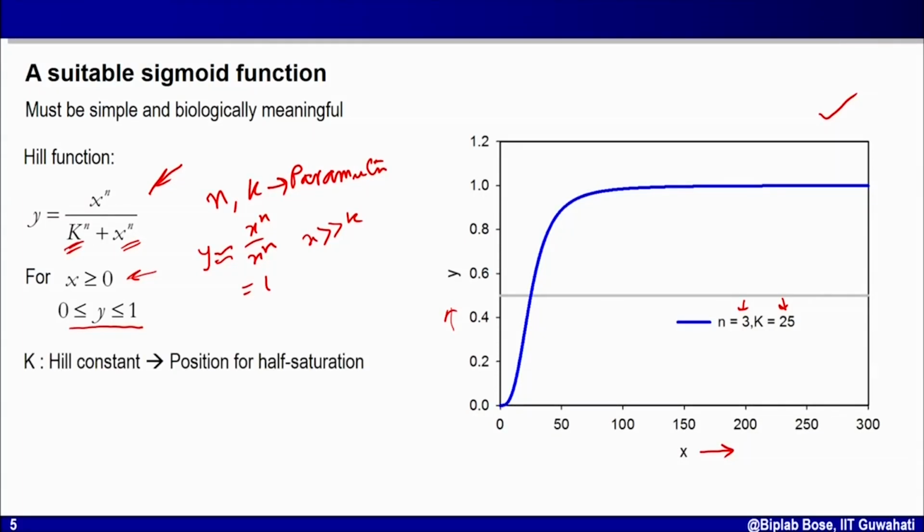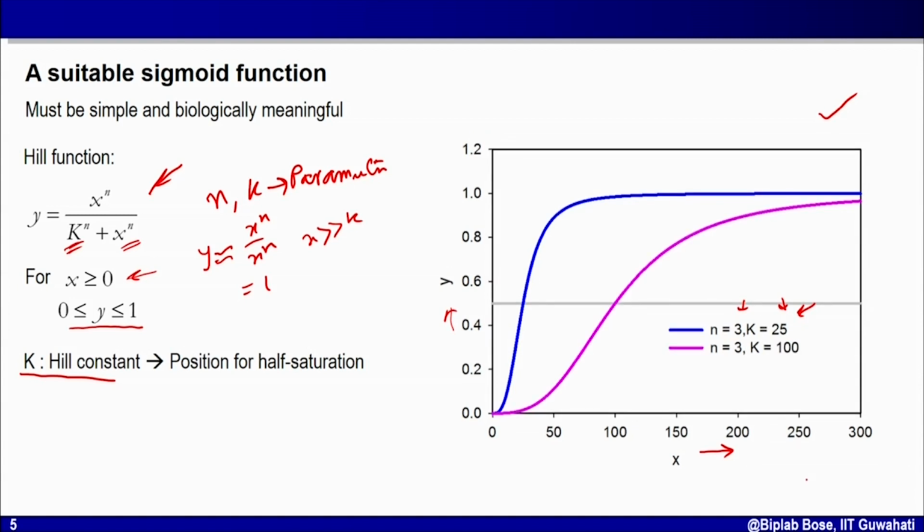k is called the Hill constant and it represents the position of half saturation. Let us look into that. I will change the value of k from 25 to something else, say 100. Then I get this pink curve. This gray line is representing 50%, 0.5. So it is intersecting the blue curve at the value which is nothing but 25, and this gray line is intersecting the pink curve at 100. So that is the value of k.